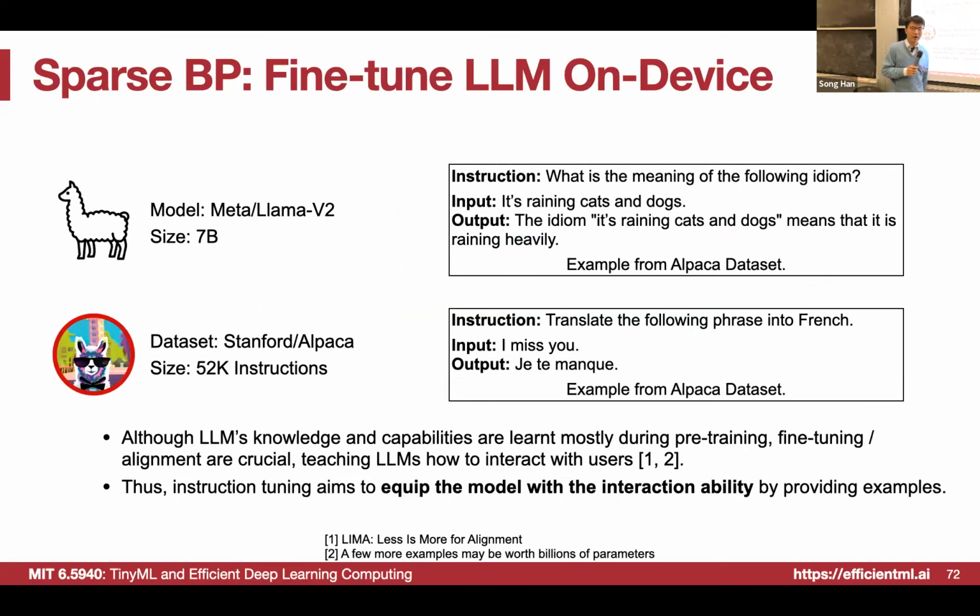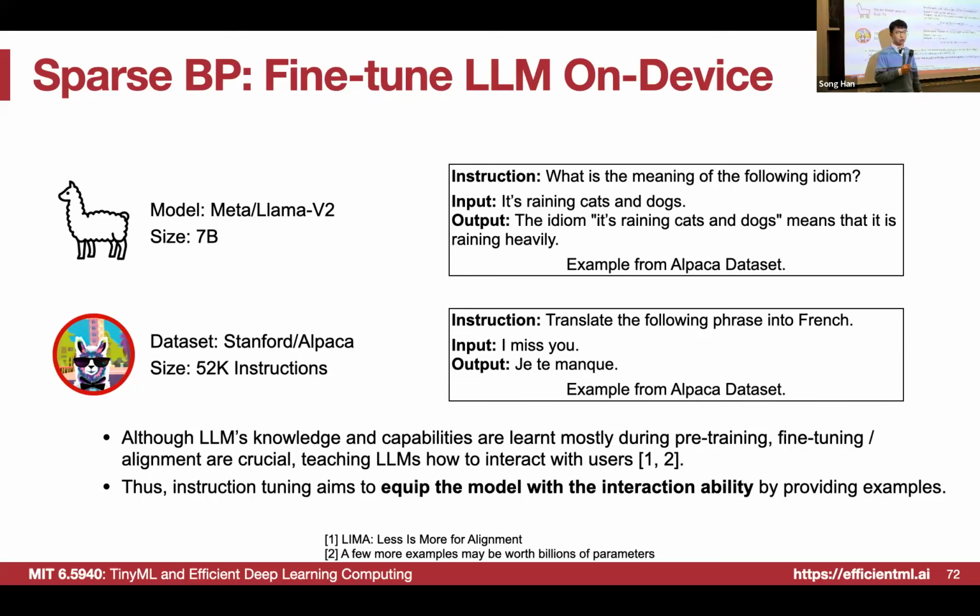Not only those tiny models, but also large language models, we can fine-tune on an edge device like Jetson Orin. The model we tested here is the 7 billion parameter Llama v2, fine-tuned on the Stanford Alpaca dataset, which has 52 instructions. We're performing instruction tuning to align the model with human instruction.